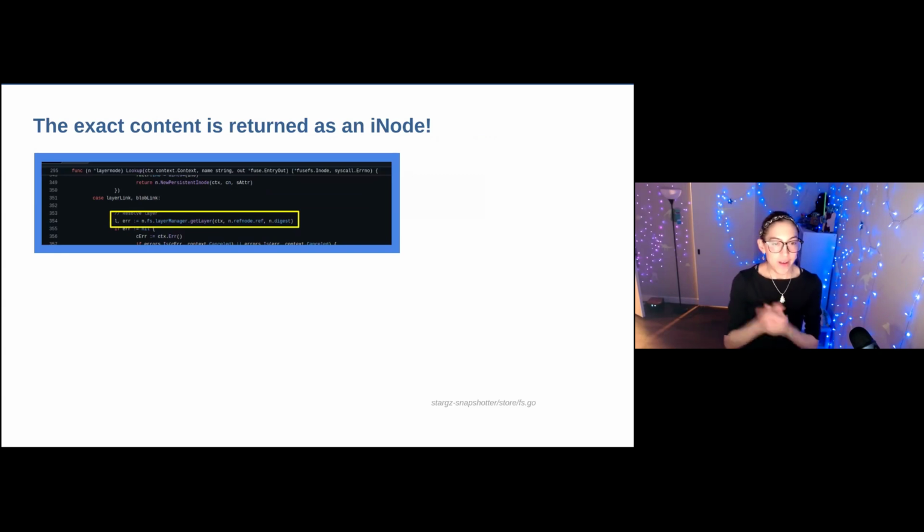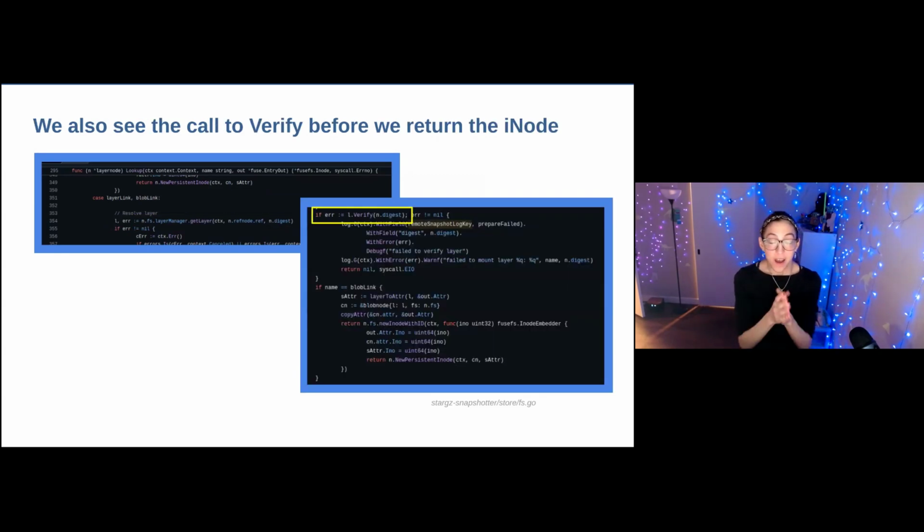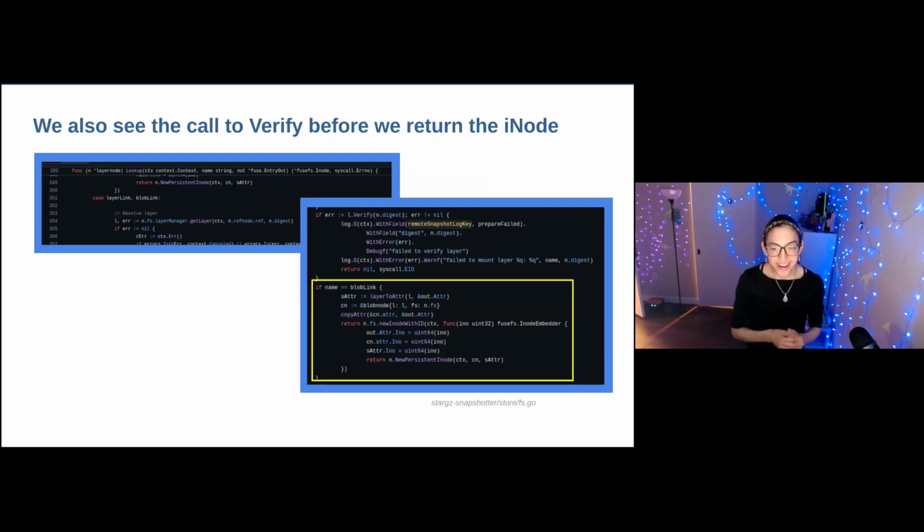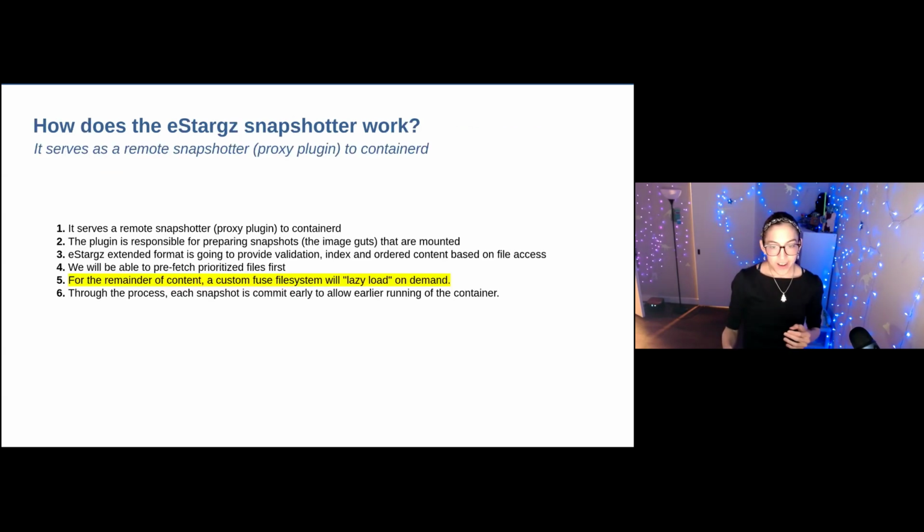Is that what happens? So let's go back to the layer manager where we called getLayer. So actually first we're going to verify it. Remember that it had a digest alongside it. This is important. We want to make sure the blobby thing that we asked for is the blobby thing that we believe it to be. And then finally we return back an inode, which is what this interface requires. So that is so cool. That is how it works. That is how it lazy loads your stuff on demand.